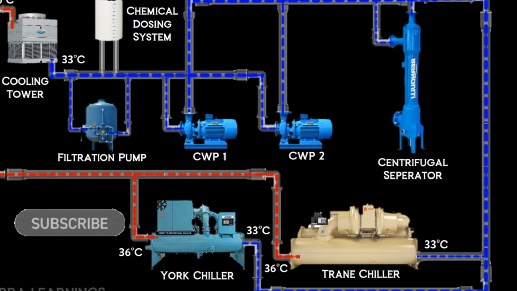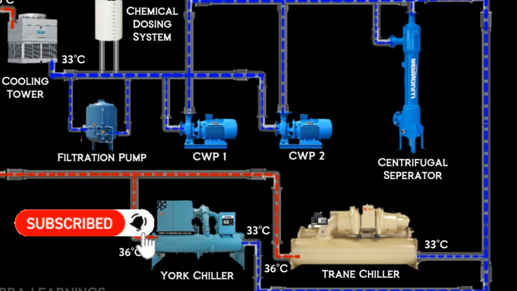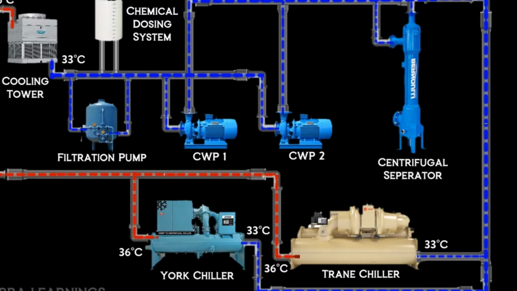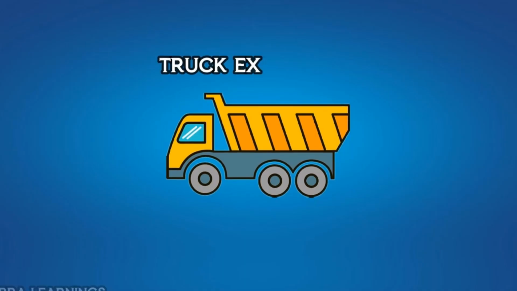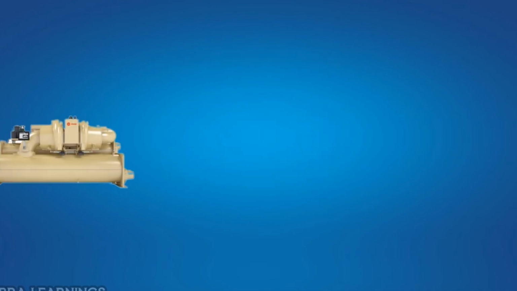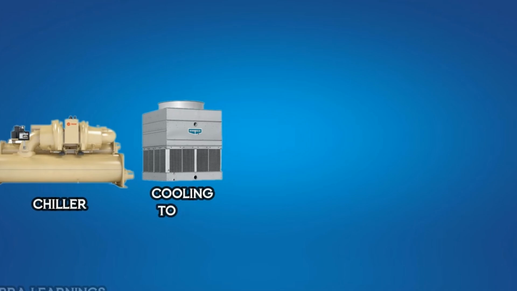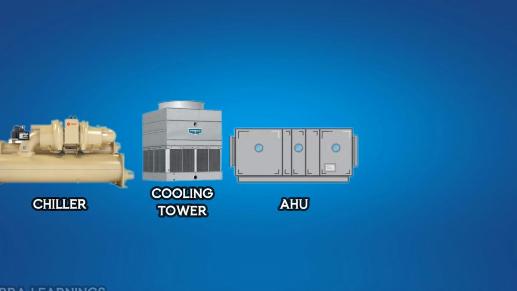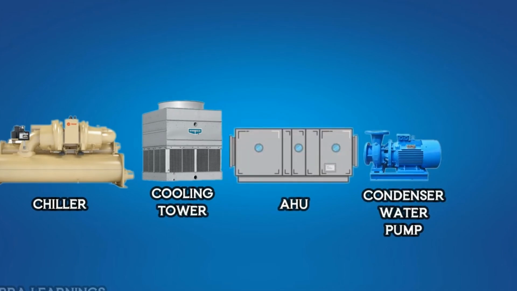The most important function of a chiller plant is to remove the heat in a closed room in a building. We have explained in this video through a truck experiment to understand very easily. Five important equipment in a chiller plant are the chiller, cooling tower, AHU, condenser water pump, and chilled water pump.